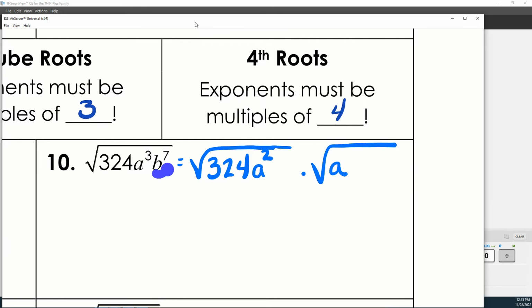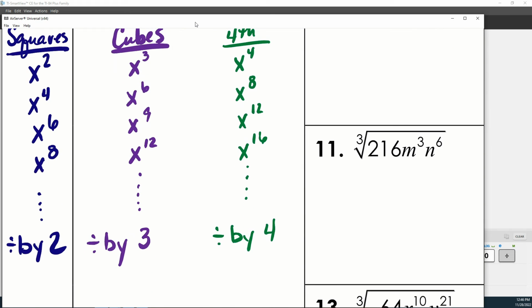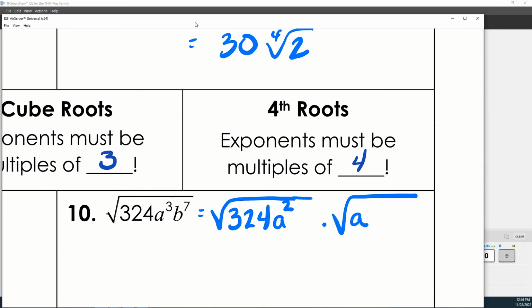All right, then I'm going to do the same thing with the b's. So since this is a square root, I'm going to look at my perfect square variables. I want to get as close to the 7th without going over. What do y'all think? Close to the 7th without going over? It's going to be the 6th. So we'll do b to the 6th here. And then how many more b's do we need? One more b to get 7.